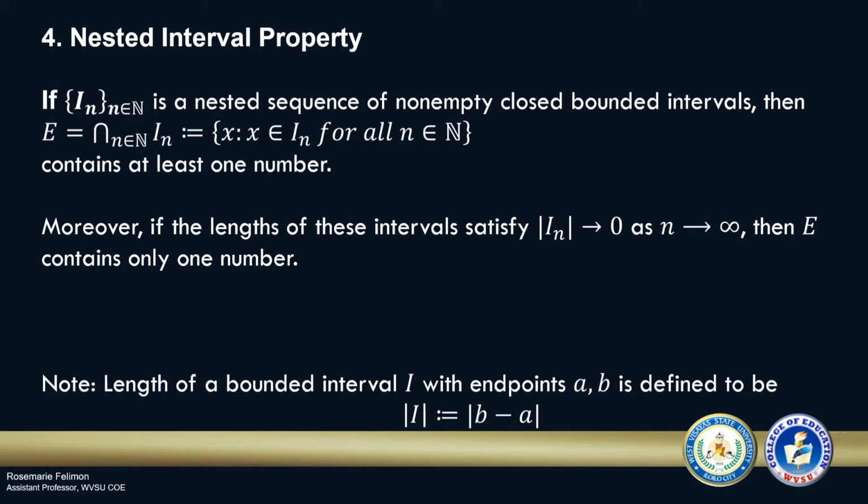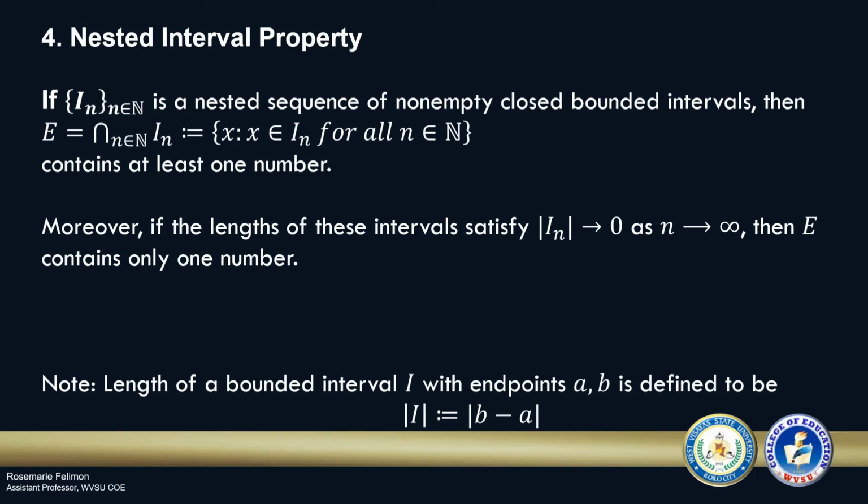The next statement is about length. So let us focus on the note below. The length of a bounded interval I with endpoints A and B is defined to be the absolute value of the difference of B and A. So this is similar to our common notion of length. We simply get the distance between the two endpoints of this interval.